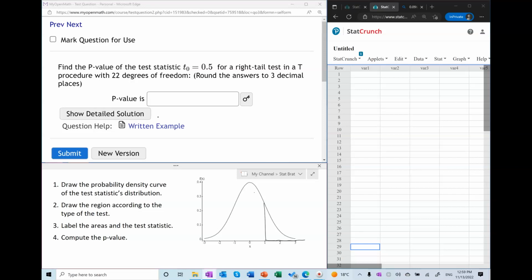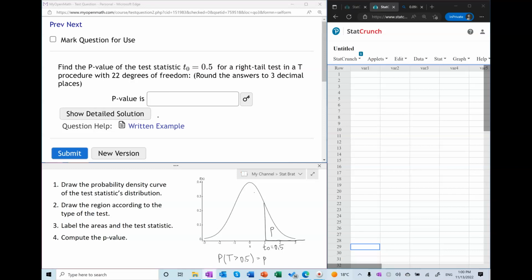In this case, we already have completed step 1, so let's draw the region in the right side of the distribution according to the type of the test. We have a right tail test, and then we're going to label the areas. So the only area to label here is the area to the right of this boundary, and the boundary is our test statistic. So this is our t0, which is 0.5. And to find the p-value, as you can tell from this diagram, means to find the probability of t being greater than 0.5. And that's your p-value.